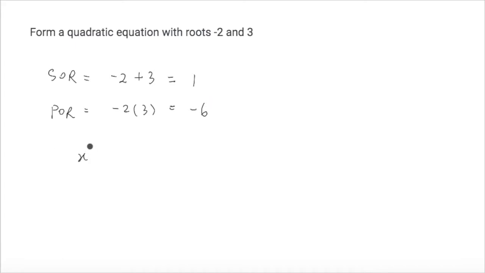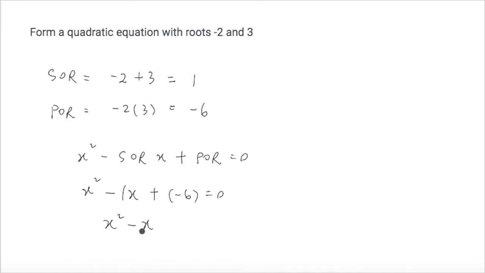So now I will write this first: x squared minus sum of roots x plus product of roots equals 0. Just write x squared minus SOR x plus POR equals 0. Now you substitute your values: x squared minus SOR, 1, x, plus the product of roots, negative 6, equals 0. Next time when you master this, you don't need this step, you can write straight away the last step. When it's 1, no need to write 1: x squared minus x minus 6 equals 0.